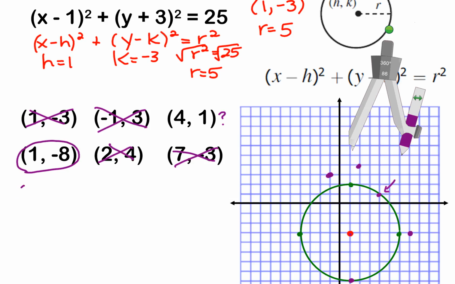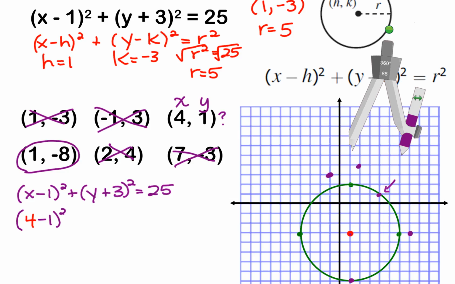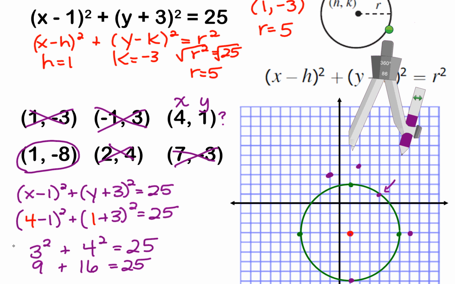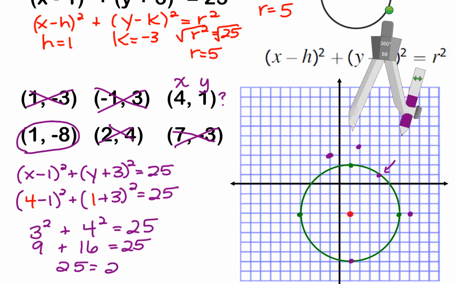The way that I double check is by using my equation of the circle, and what I'll notice is that I have an x and a y value, and so does this equation. So what I'll do is I'll substitute that x and y into my equation to see if it will hold. And I'll get that 4 - 1 is 3 squared, plus 1 + 3 is 4 squared, equals 25. And then I will solve that. 9 + 16 equals 25. And when I add those two pieces together, I certainly do get that 25 is equal to 25. So this point is on my circle.